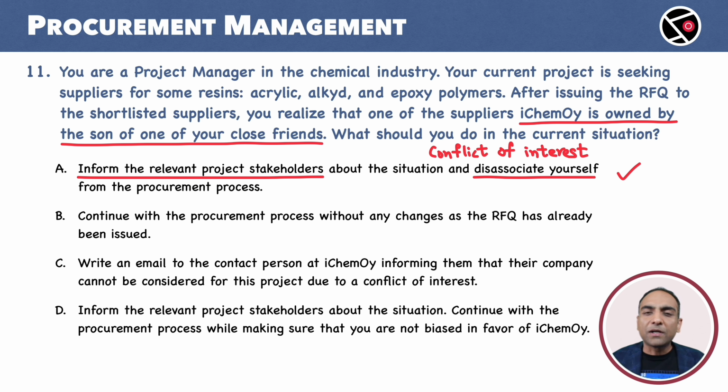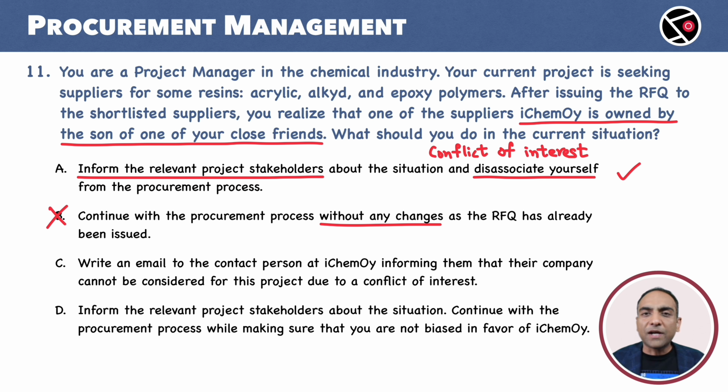B. Continue with the procurement process without any changes as the RFQ has already been issued. Definitely not. Supplier selection is still pending. Procurement process is still ongoing. We drop this option.